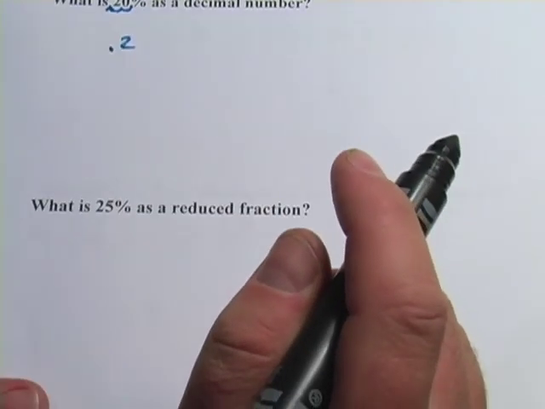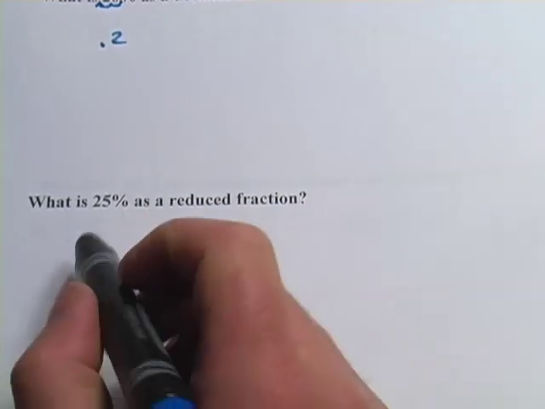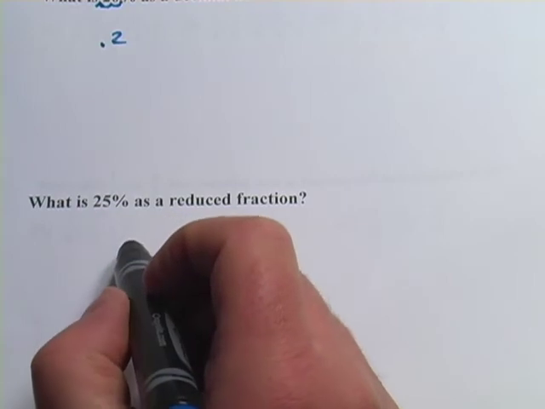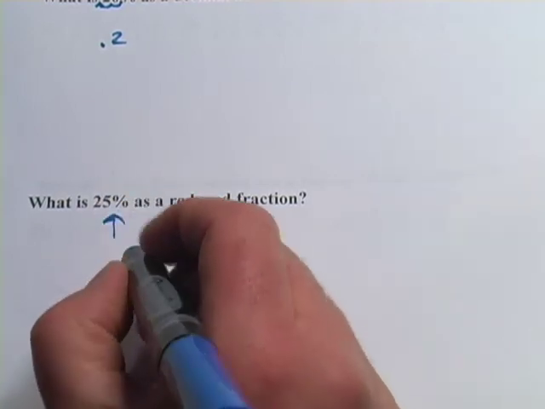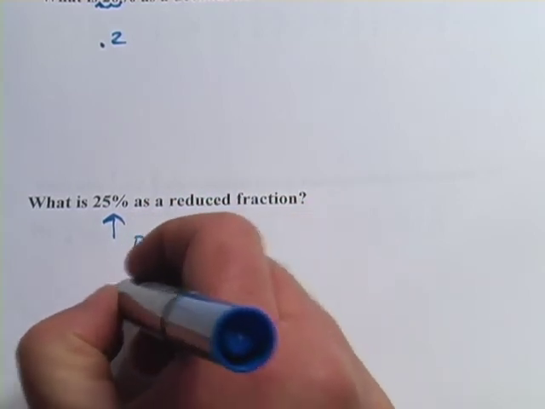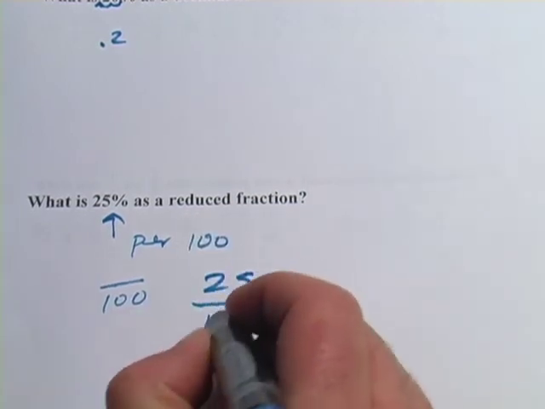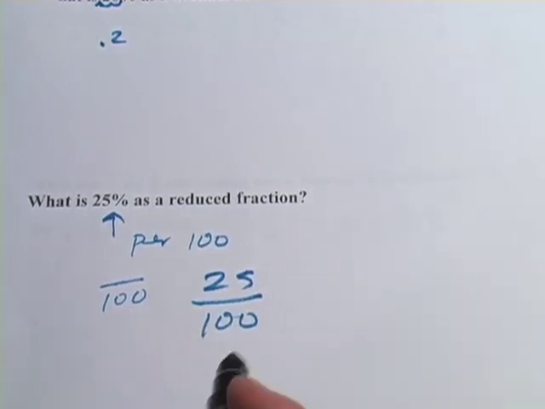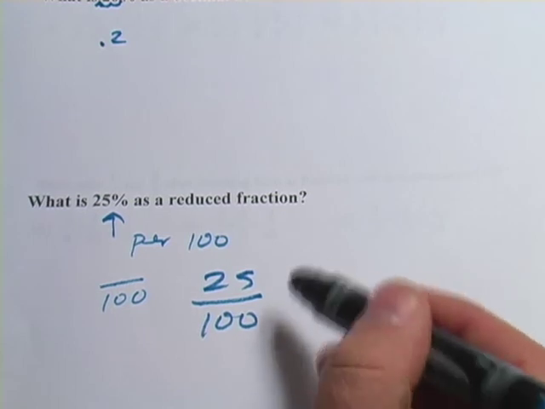And the last one here says, what is 25% as a reduced fraction? Turning percents into fractions is really easy because percent, this thing, means per 100 or divided by 100. So 25% is 25 divided by 100. That's not your answer though. That's a good step along the way, but we have to reduce this. So you have to figure out what you can take out of both the top and the bottom.